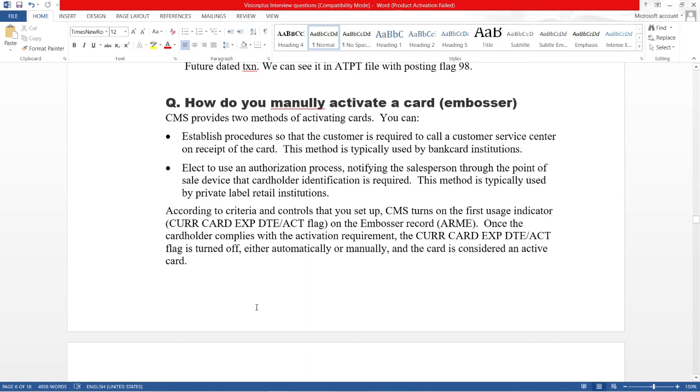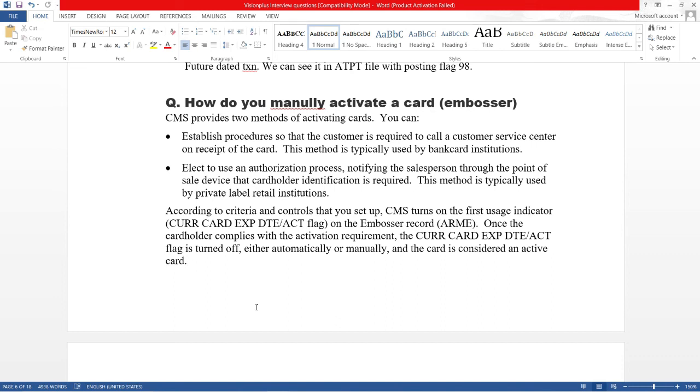Now next question, how do you manually activate a card? So here CMS provides two methods of activating a card. One, establish a procedure so that the customer is required to call a customer service center on receipt of the card. This method is typically used by bank card institutions and is most widely used nowadays. Two, elect to use an authorization process, notifying the salesperson through the point of sale device that cardholder identification is required. This method is typically used for private label retail institutions.